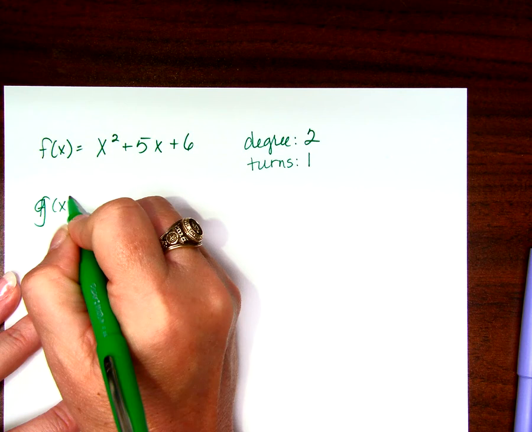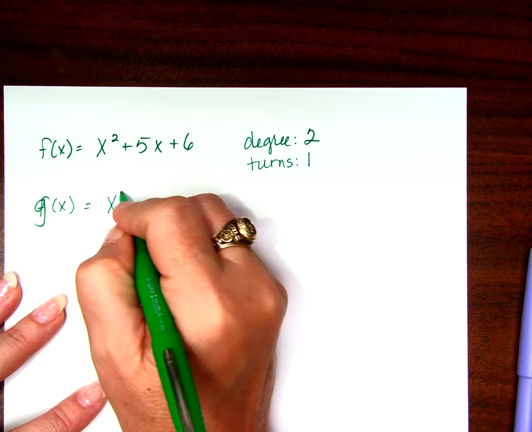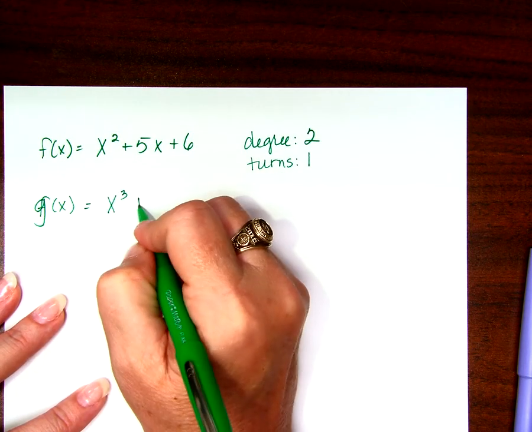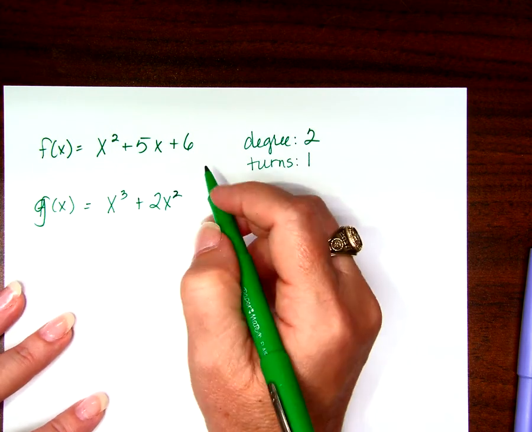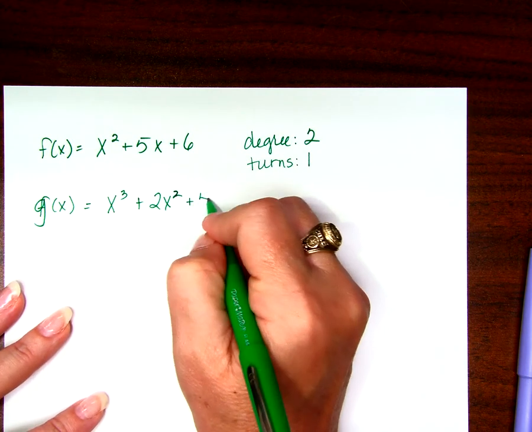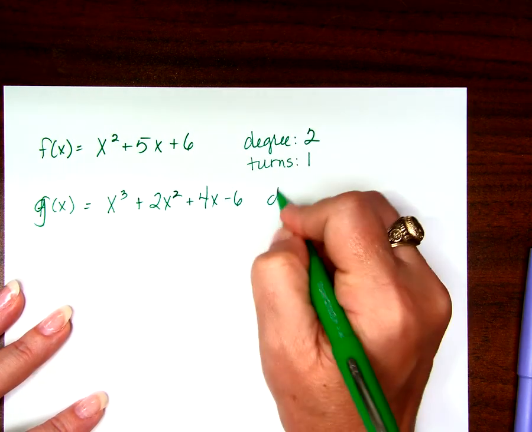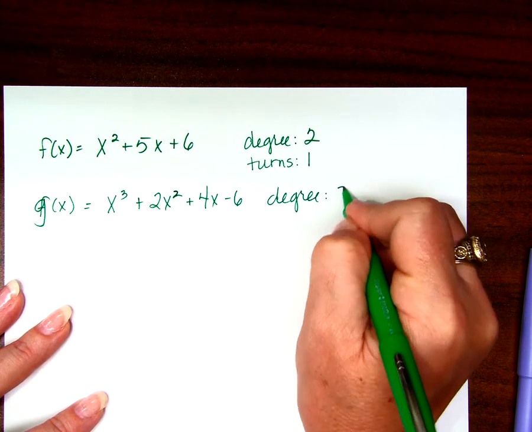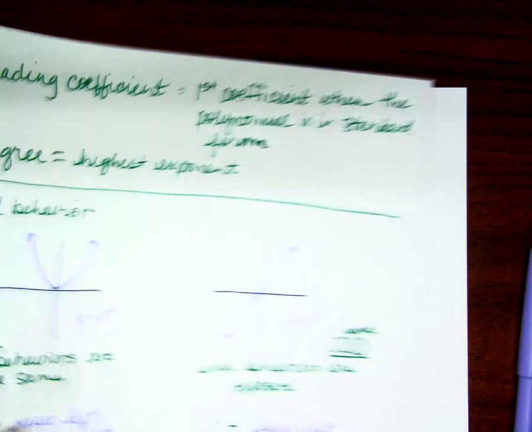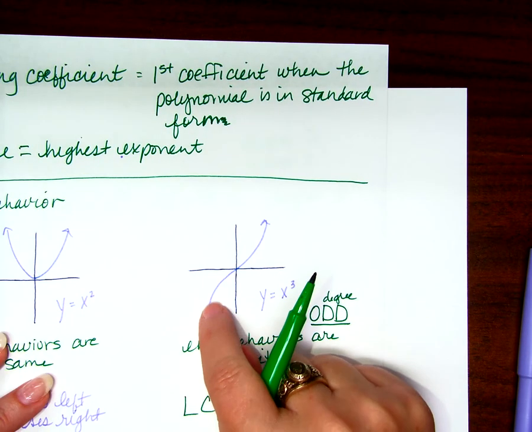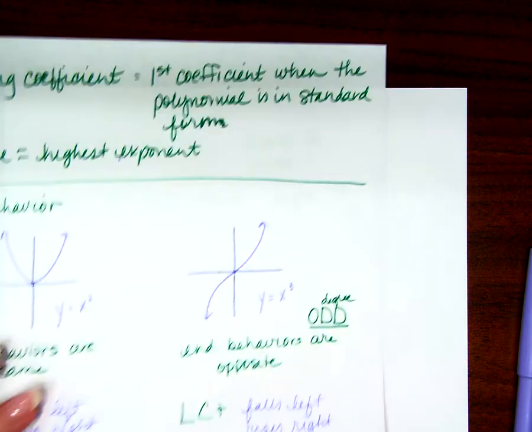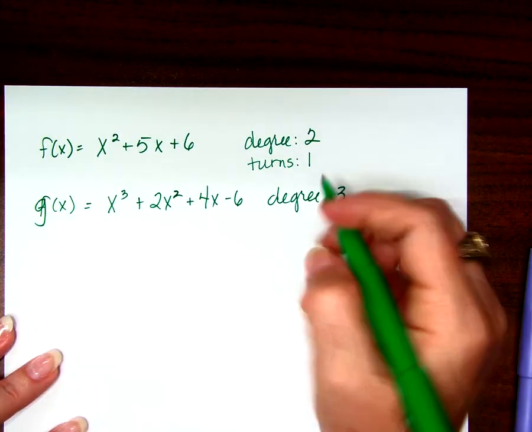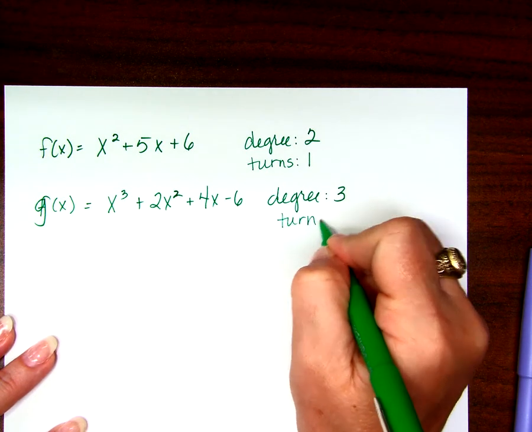Call that g of x. Let's say g of x is x cubed plus 2x squared plus 4x minus 6. What's its degree? Well, it'll look like this, right? How many times does this change direction? Once here and once here, right? So it changes direction twice, so it has 2 turns.